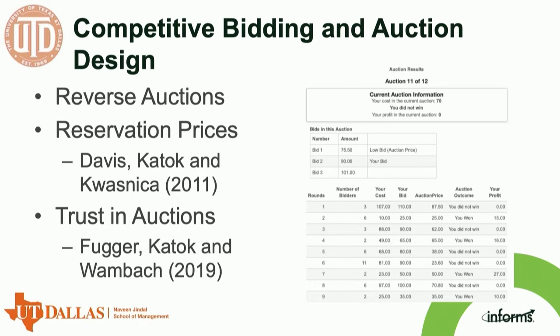And this is actually very common. Most reverse auctions are like that. The buyers don't like to commit. The reason is that if all of their suppliers haven't been pre-qualified, then they don't want to commit to awarding the contract to some supplier that may not be able to fulfill the contract. Okay, so I designed this game. This is based on a paper with Nicholas Fugger and Achim Wambach, Management Science 2019, that's about trust in auctions.